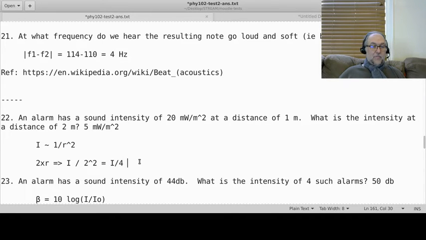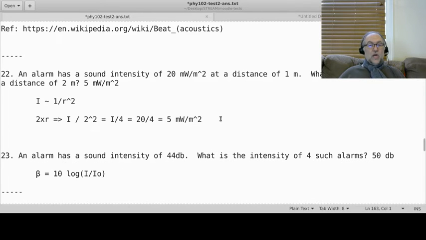And so all you have to do is divide by 4, and that's going to equal 20 divided by 4, which is 5, and the units are milliwatts per meter squared. A watt per meter squared is really loud. It's almost at the point of pain. So for human hearing, milliwatts per meter squared are more typical numbers.